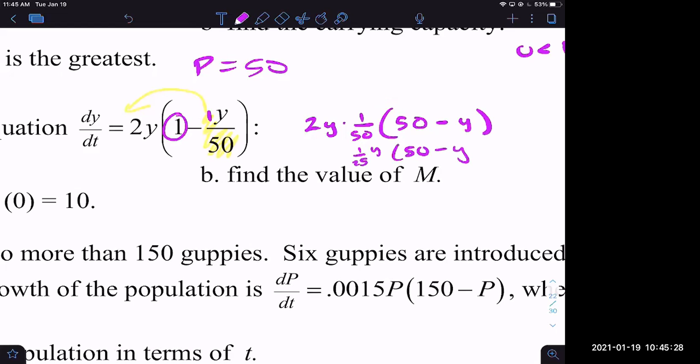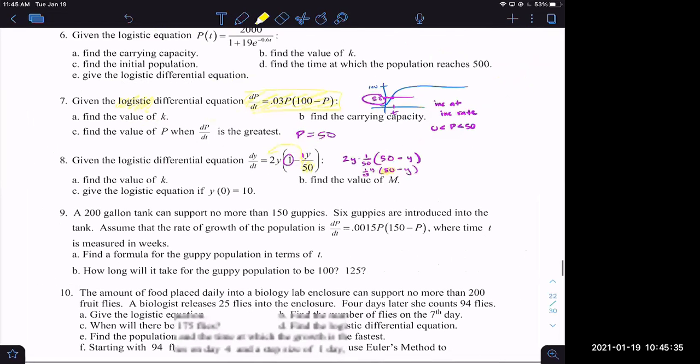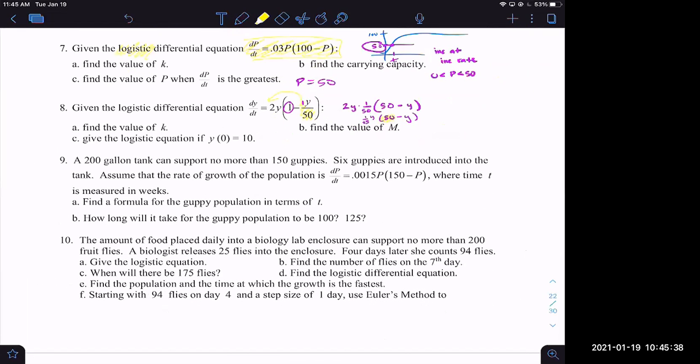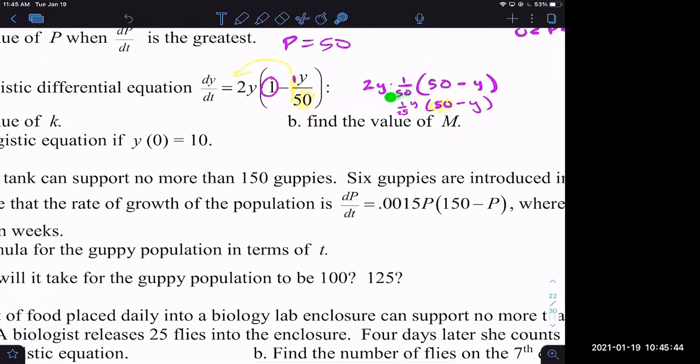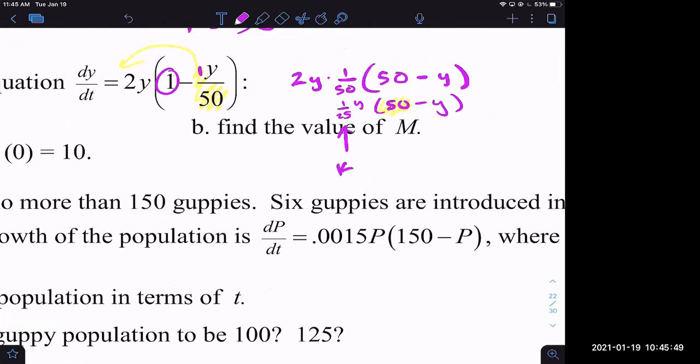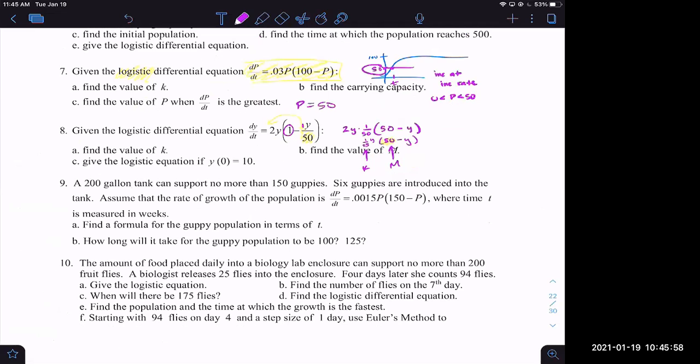But the 50 is what we really care about. The 50 is that carrying capacity. So it asks us to find K. What's K? Which value is K on this equation now that I got it to this point? The constant here, right? The 1 over 25. Usually it's a decimal, so we could write that as a decimal. The carrying capacity M is 50. And then it wants the logistic differential, or sorry, the logistic equation given the initial condition.